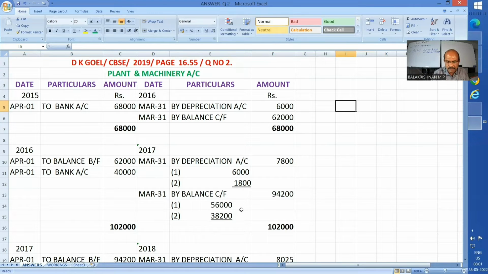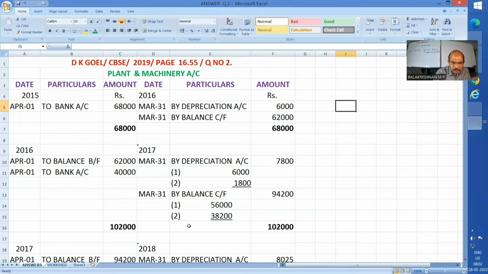However, machine wise you have to check it. 62,000 minus 6,000, 56,000. 40,000 minus 1,800, 38,200. This is equivalent to this. This is the systematic way of doing it. When we show the depreciation entry, when there is more than one machine, we have to separately show the breakup of the depreciation. And also, when we show the year-end closing balance, the machine-wise breakup has to be shown.